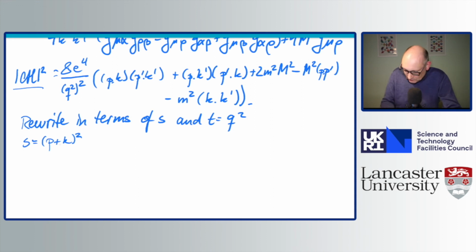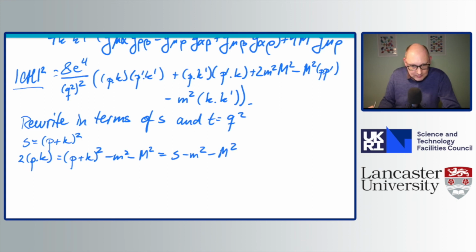So if you square that up, then you get that 2 p dot k is equal to S minus m squared minus capital M squared, where these are the squares, that's p squared and that's k squared, right? So that's equal to what we just called S minus m squared minus capital M squared.